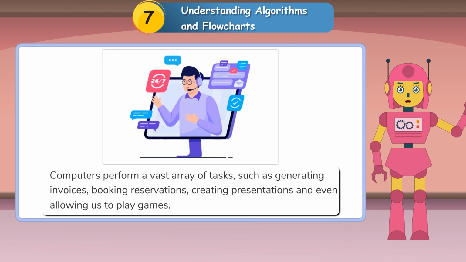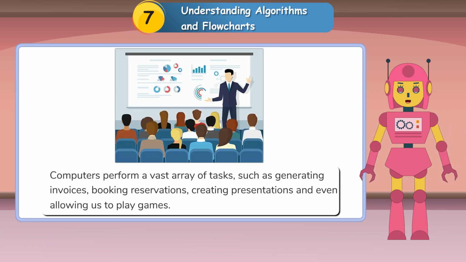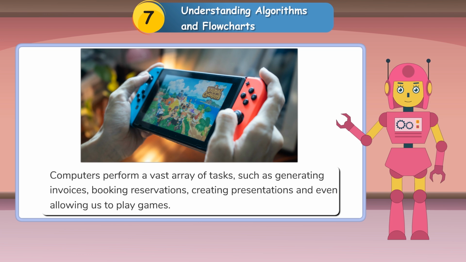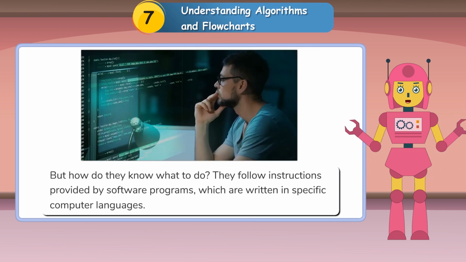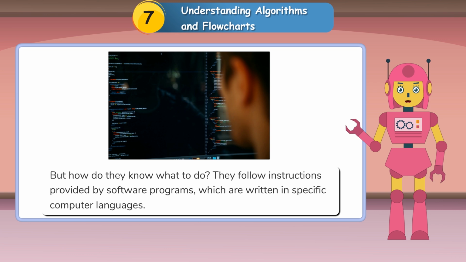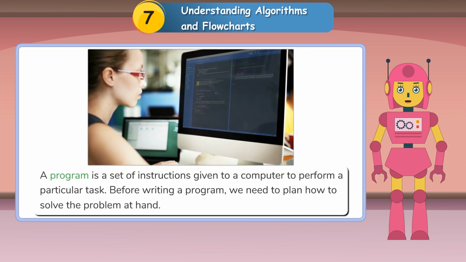Computers perform a vast array of tasks, such as generating invoices, booking reservations, creating presentations, and even allowing us to play games. But how do they know what to do? They follow instructions provided by software programs, which are written in specific computer languages. A program is a set of instructions given to a computer to perform a particular task.